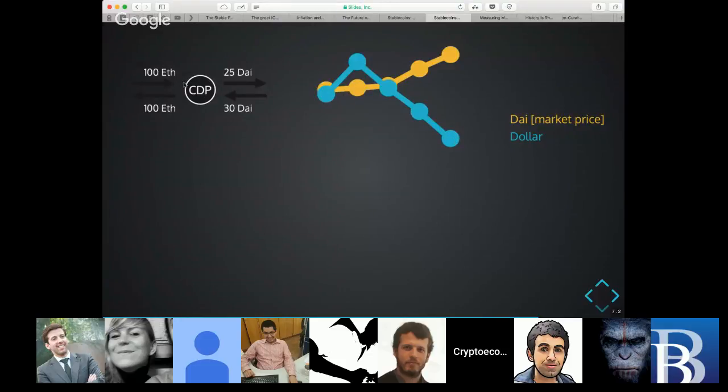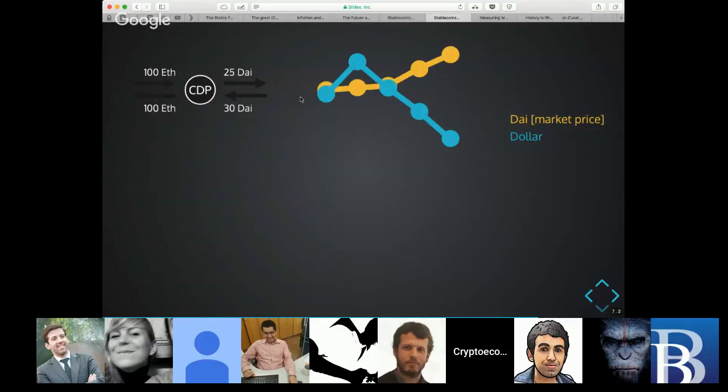Take into account that in general, if you give the system 100 Ether, you can take 25 DAI, that would be 150%. But if you want to take your 100 Ether back, you'll have to pay a little bit more than what you could withdraw. And this is how basically you pay for the system. There are fees involved here.